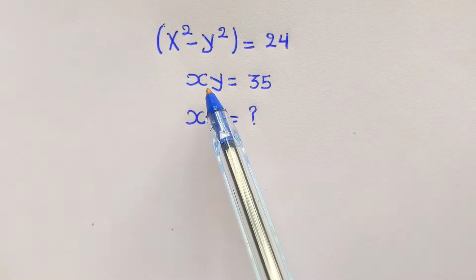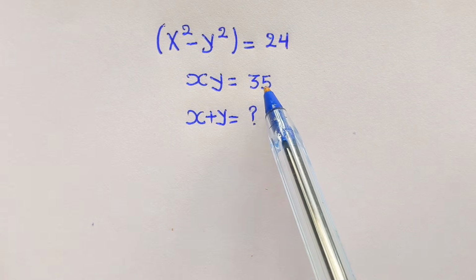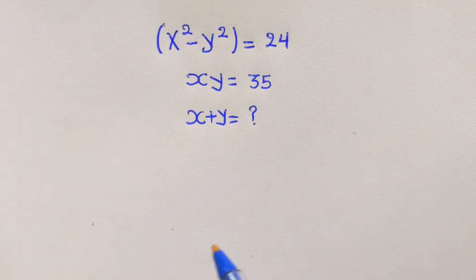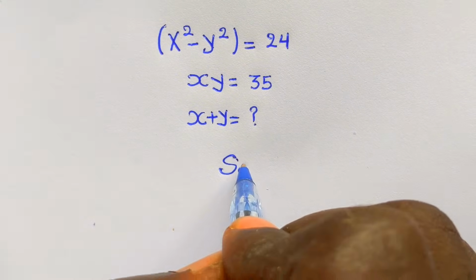Today's video, we have been given the question: x squared minus y squared equals 24 and xy equals 35. We are supposed to find x plus y equals what? Solution.